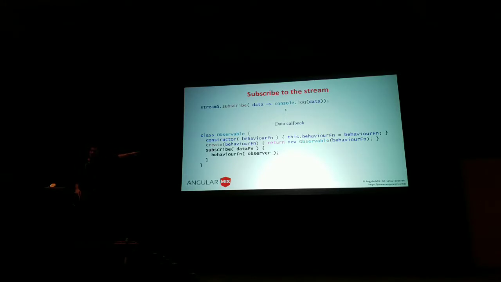So we know for sure that the subscribe method is going to take a data function. That data function, we're going to hold off with that one for now, but we know for sure that when we call the behavior function with the observer, we are fulfilling the contract, right? So we have a behavior function that we have saved before because it's passed to the constructor in the create method. We use that behavior function and give it an observer. But to give it an observer, we know that we have to define an observer class. We haven't even written an instance of the observer, so we need to do that next.